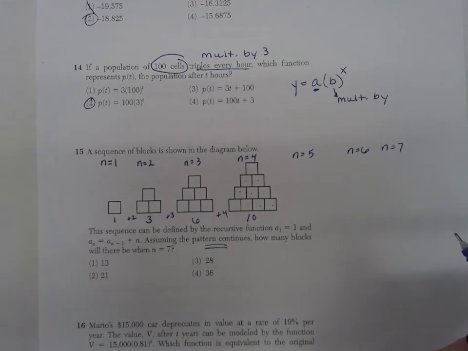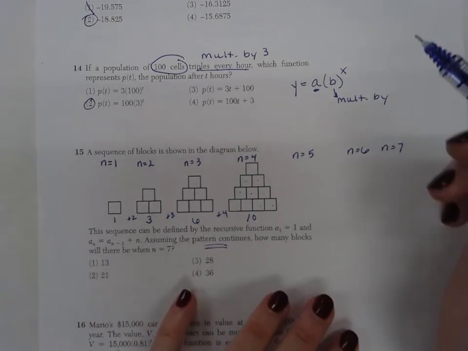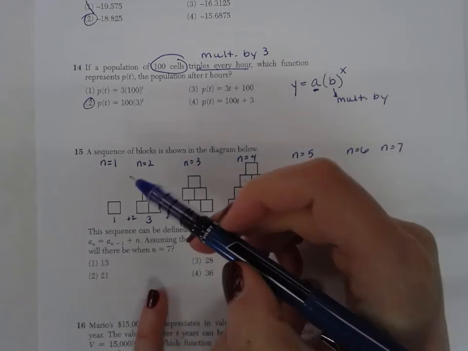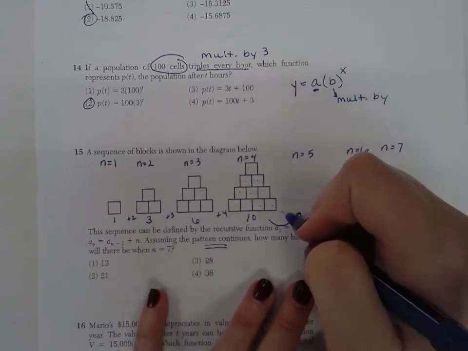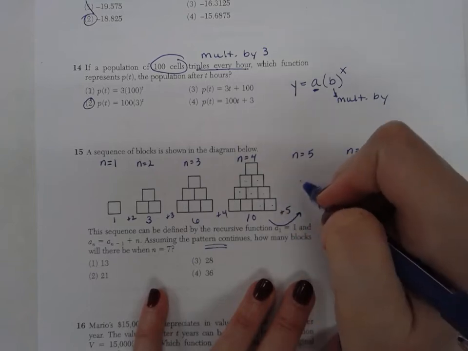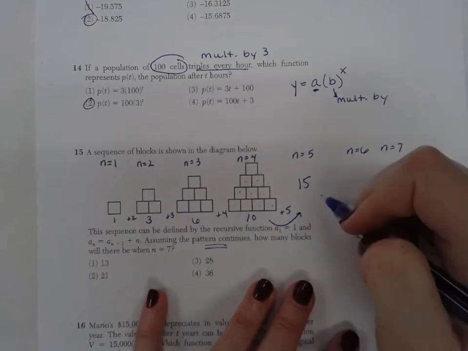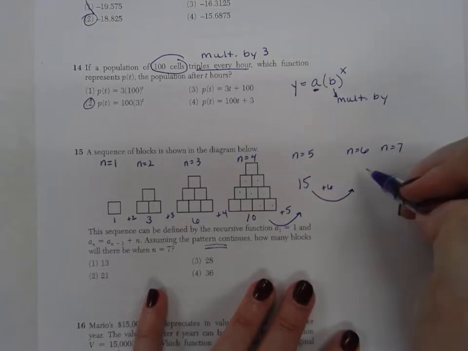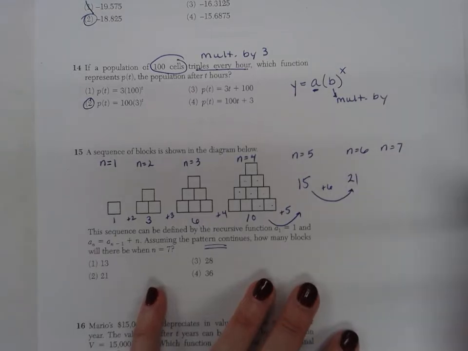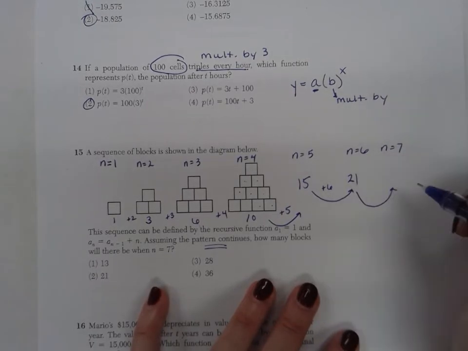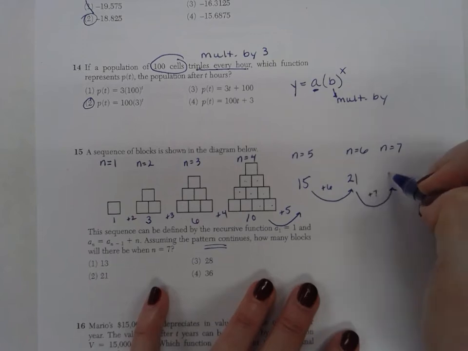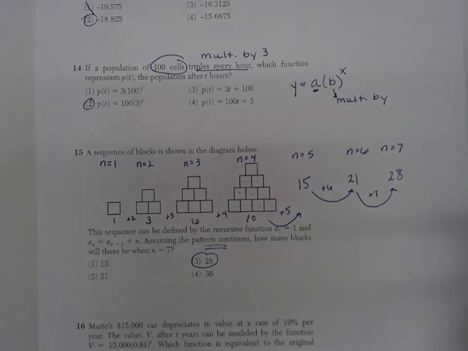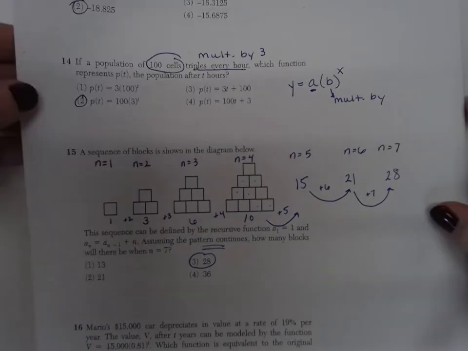Interesting. Can we see the pattern that's happening? To get from here to here, what do you think I have to add? Well, I added 2, 3, 4. Now I have to add 5, which would mean I would have 15 blocks. To get to the next one, keep the pattern going. I'd add 6. That gets me to 21. Keep the pattern going. Add 7. That gets me to 28. And that's my answer. Remember, a sequence is all about a pattern. See if you can figure out the pattern and just keep it going.